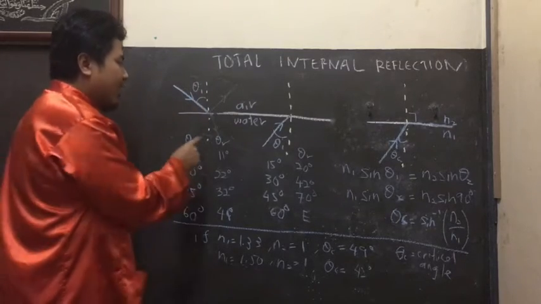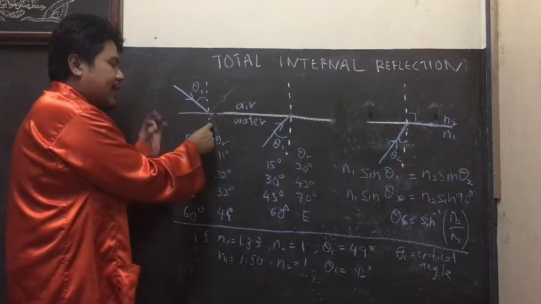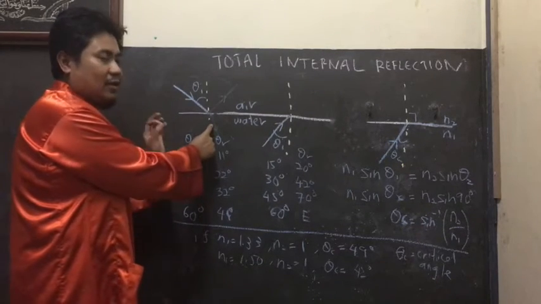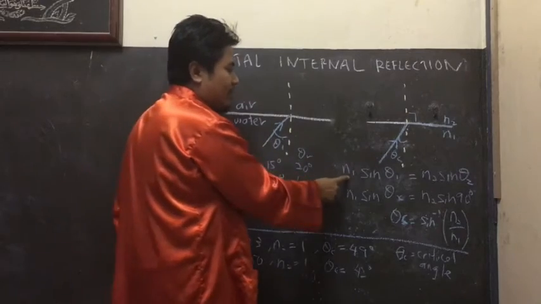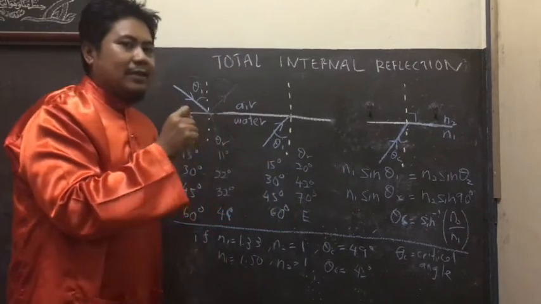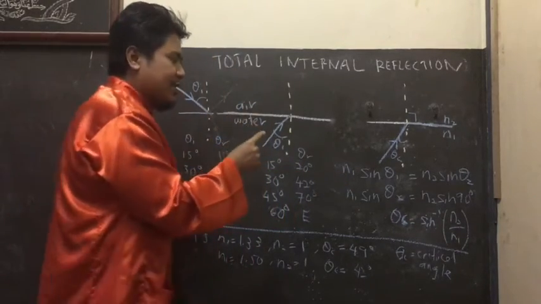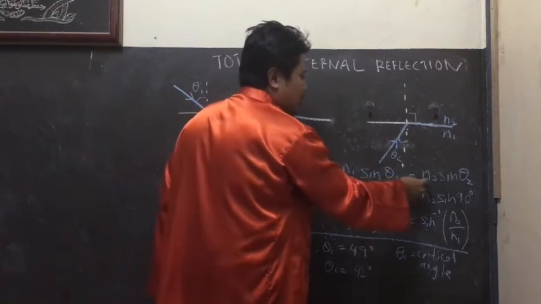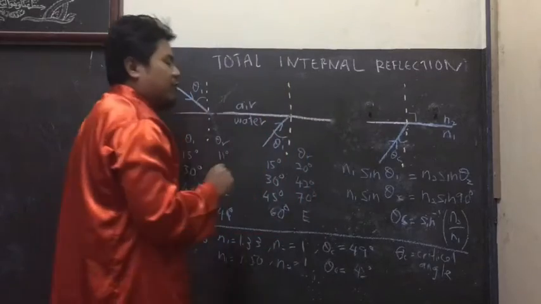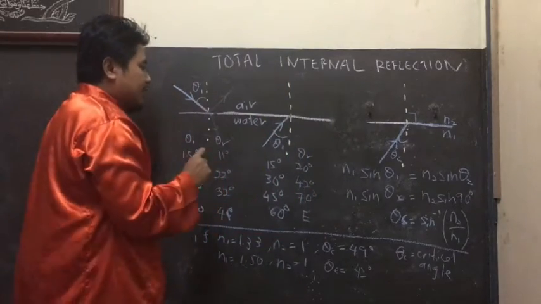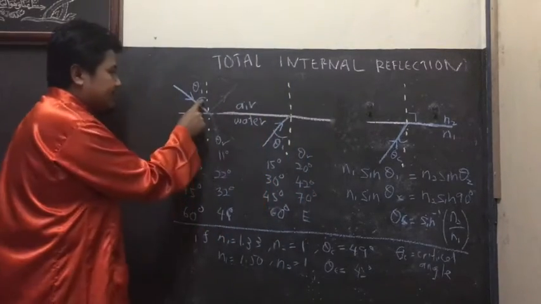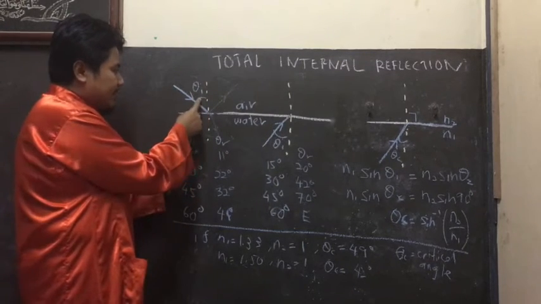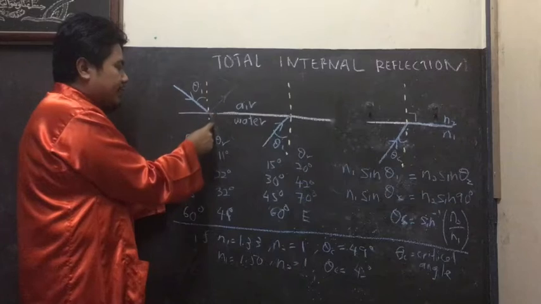For refraction, we have to calculate the refracted angle. How can we calculate? We can use Snell's law. From the third law of reflection and refraction, n1 times sine theta 1 equals n2 sine theta 2. So this is Snell's law. For example, you are given a 15 degree incident angle. Calculate the refracted angle.